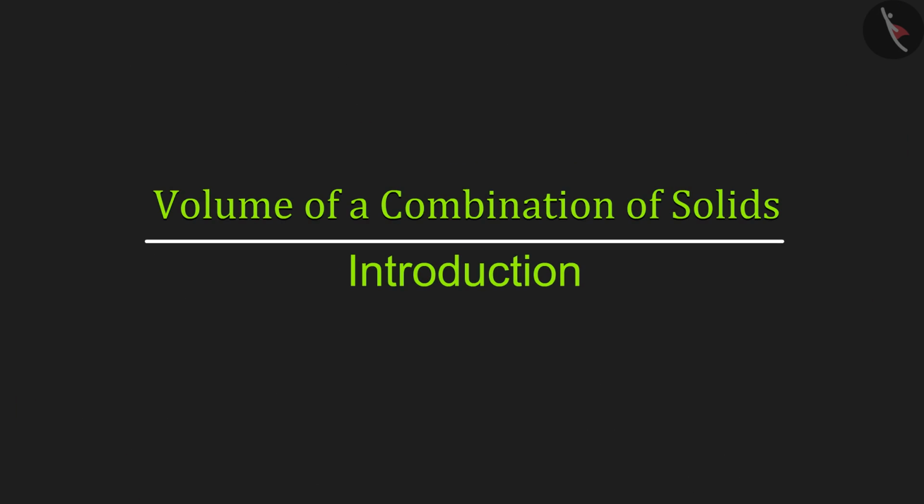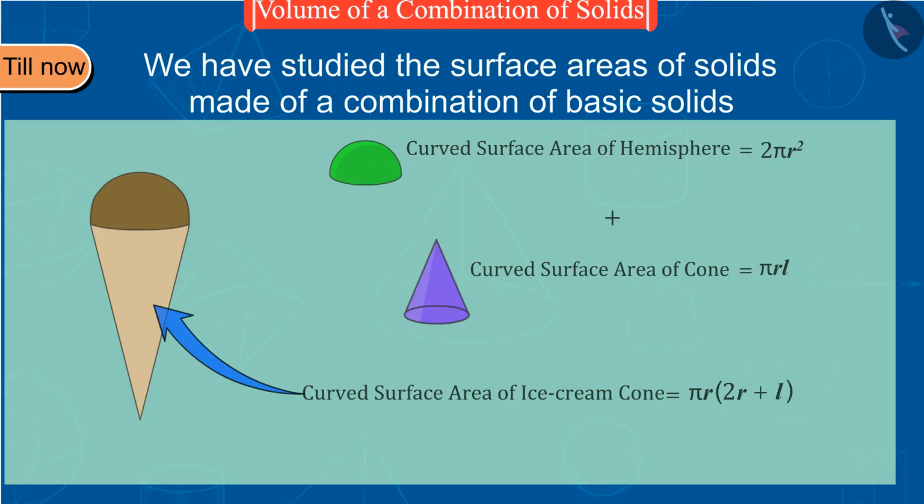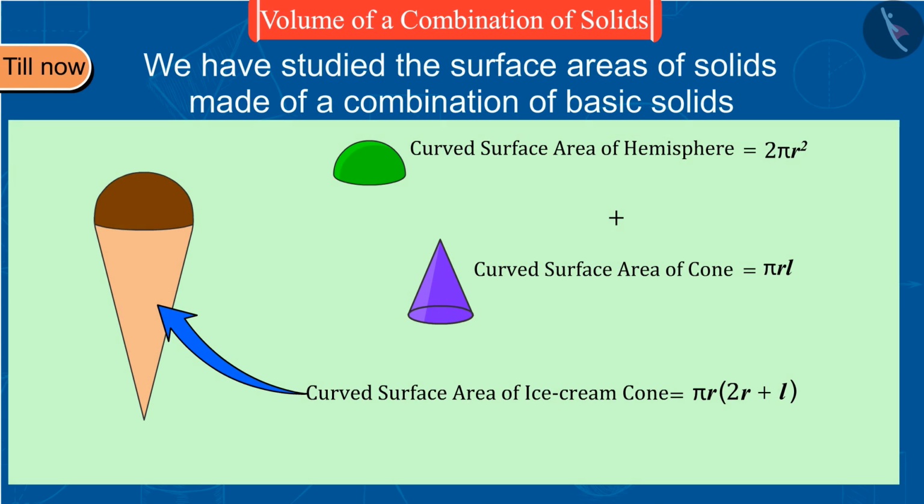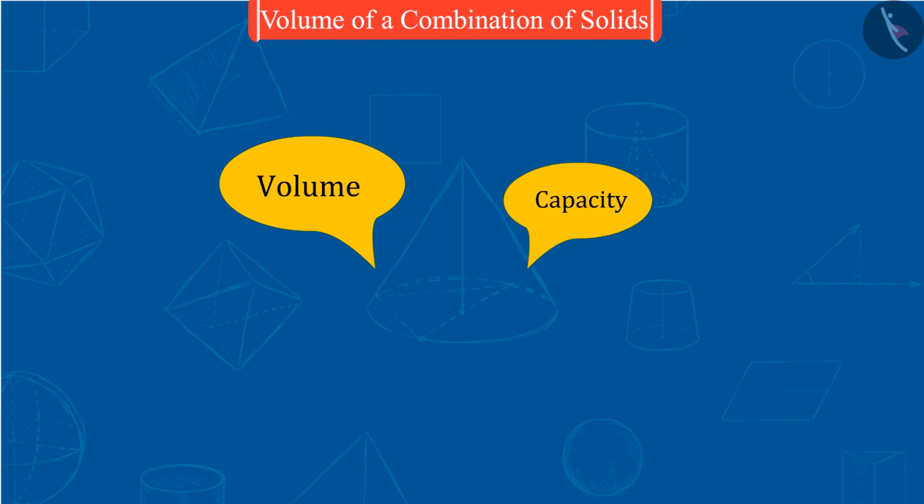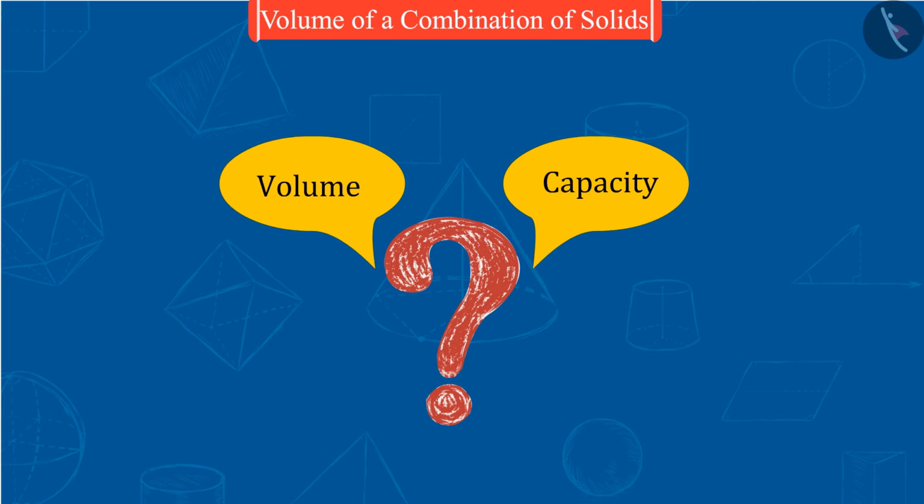Welcome to this video. In the previous video, we have studied the surface areas of solids made of a combination of basic solids. Today, in this video, we will study the volume of solids made of a combination of basic solids. Can you tell what does volume and capacity mean?